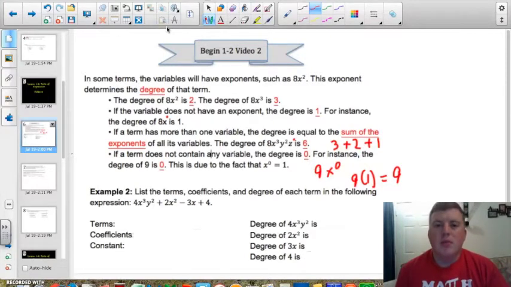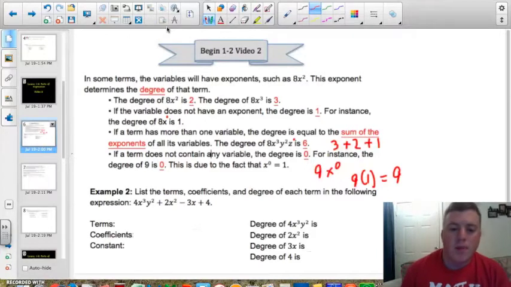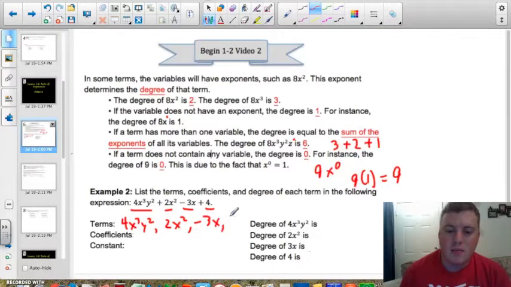Alright, when we look at example 2, we're asked to list the terms, coefficients, and the degree of each term in the following expression. We're given the expression 4x cubed y squared plus 2x squared minus 3x plus 4. We're going to first count how many terms we have. We have a term here, a term here, a term here, and a term here. So 4 terms total. Our terms are going to be 4x cubed y squared, 2x squared, negative 3x, and 4.